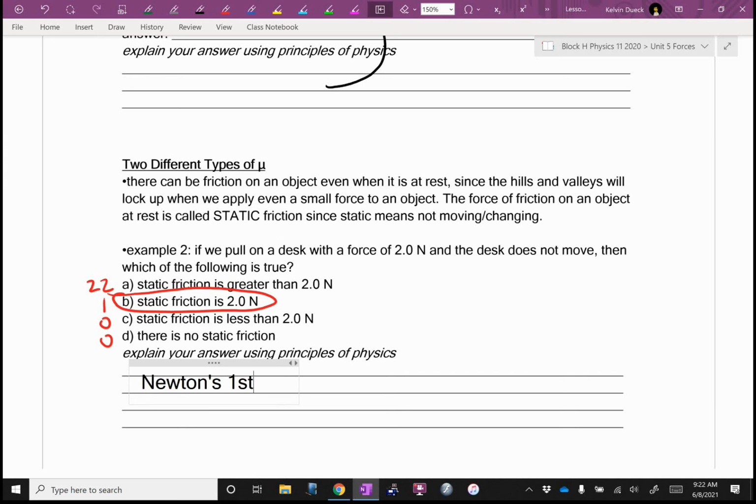Even better yet, I would write a equals 0, therefore forces balanced. Why use a comma when you can use a therefore? It sounds even more impressive.